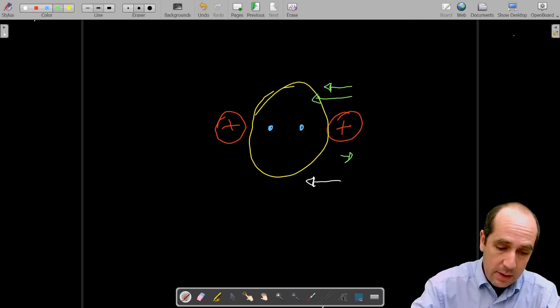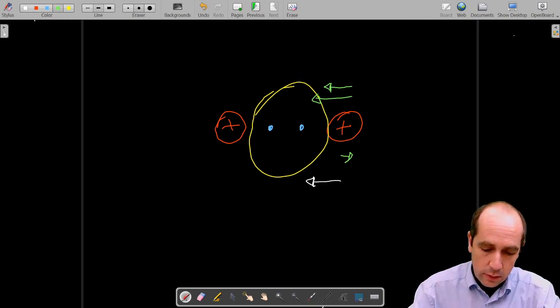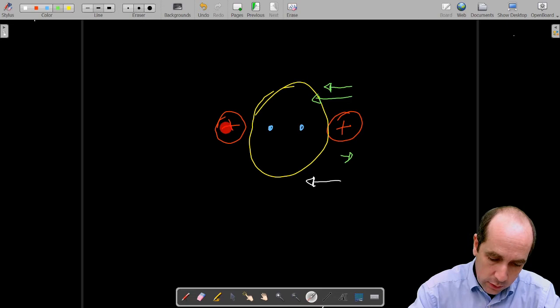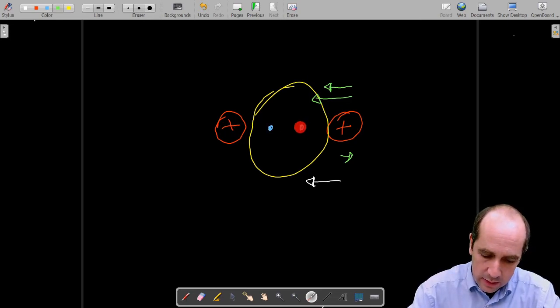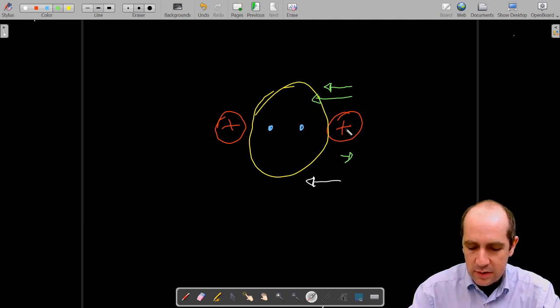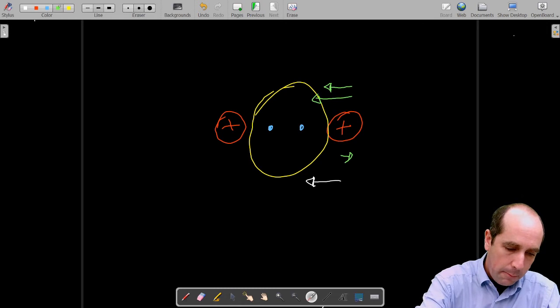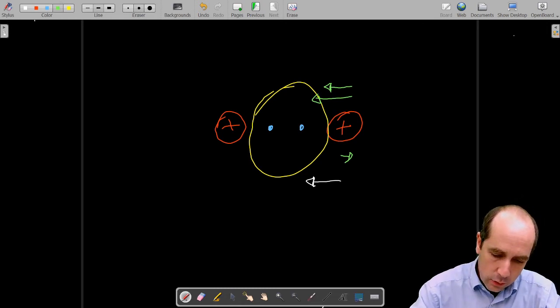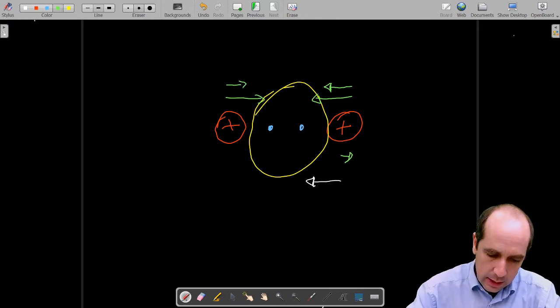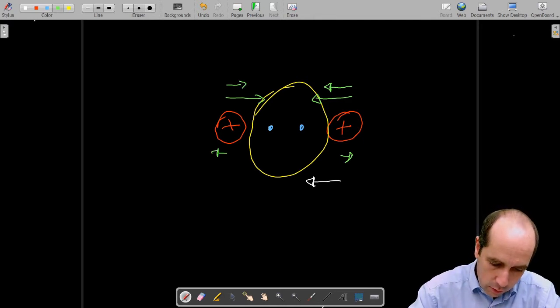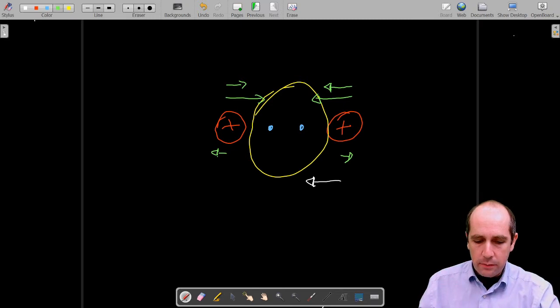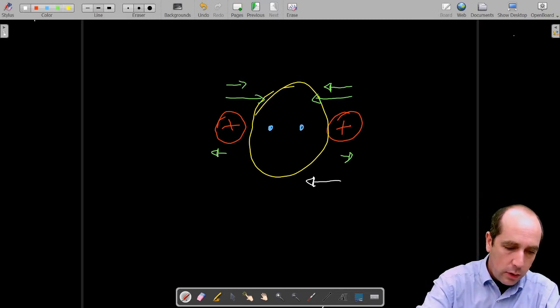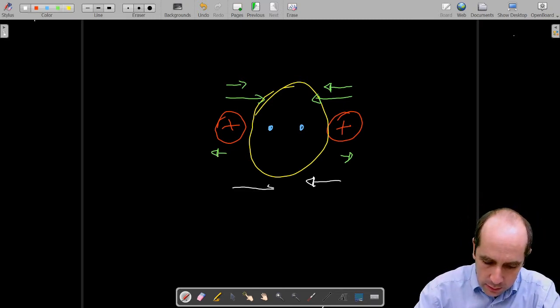And exactly the same happens to the other nucleus. This other nucleus here will feel a strong attraction from this electron, a slightly smaller attraction from this other electron, and a very, very slight repulsion from the other nucleus. So we have something very similar: the two attractions from the electrons and a very, very small repulsion from the other nucleus. So in total, this one will feel a force that goes in this direction.